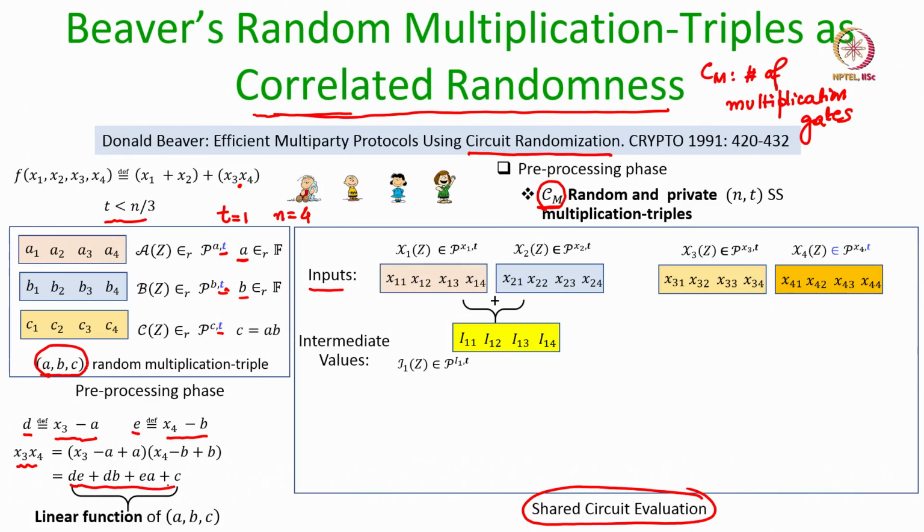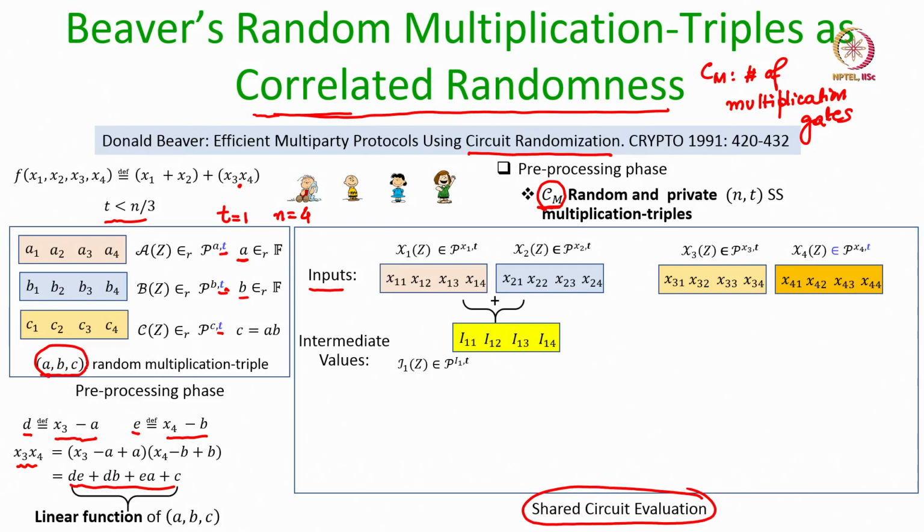Now, this expression, which is the final expression denoting the product of x3 and x4, can be interpreted as a linear function of a, b, c provided the linear combiners d and e are made public. If the linear combiners d and e are public, then the product of x3 and x4 can be expressed as a linear combination of a, b, c.